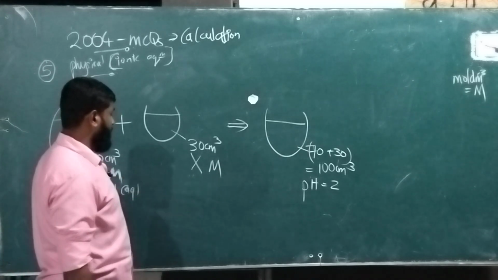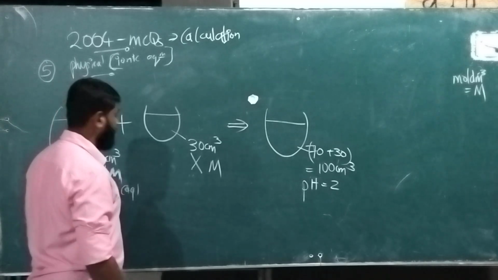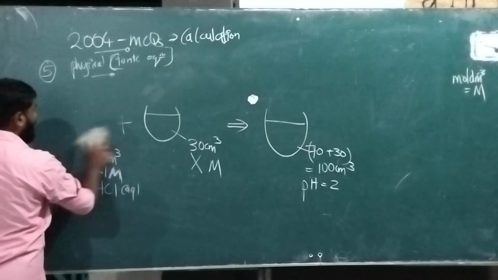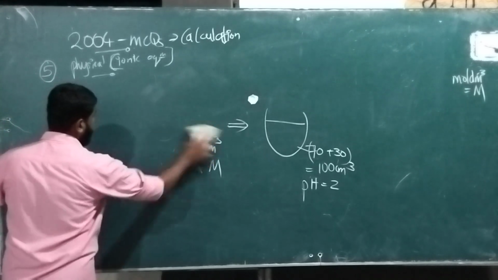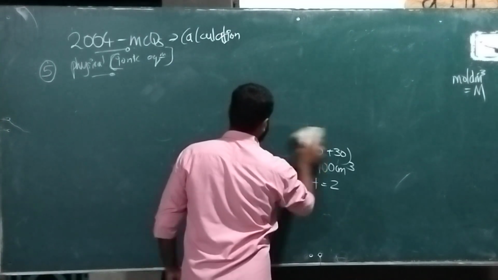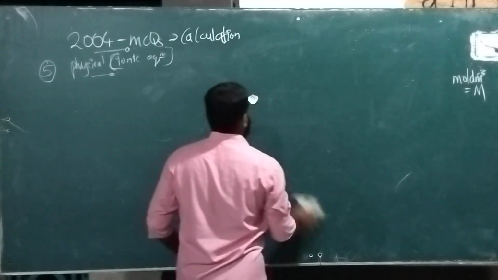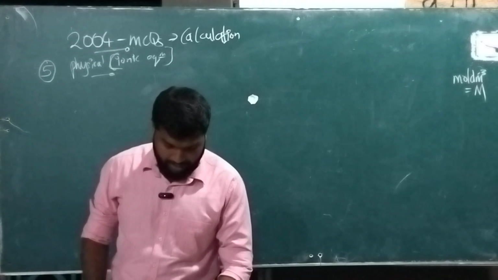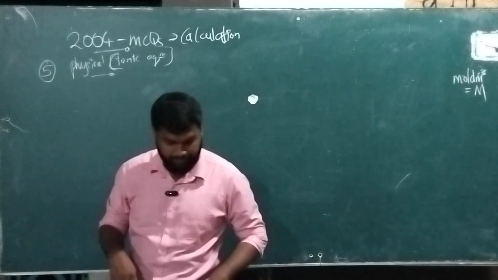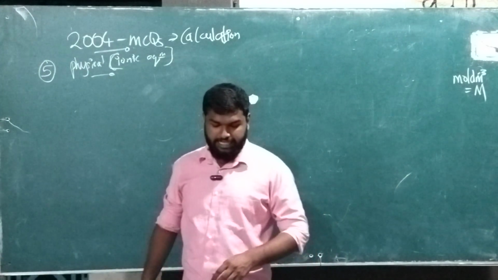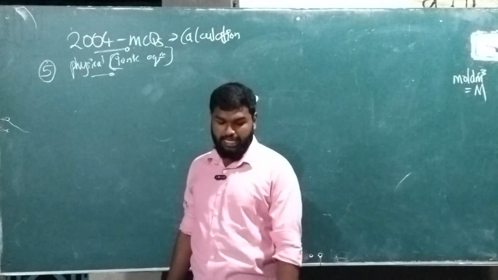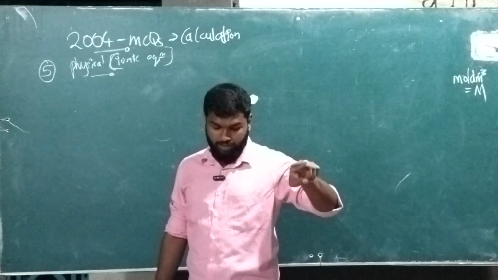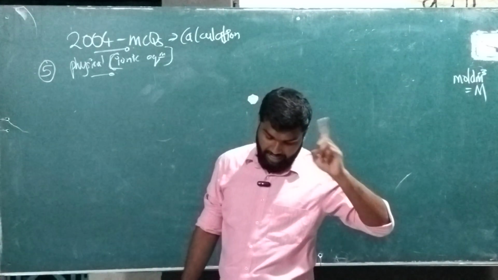Okay. So this is your raw idea. So what I am going to do is simplify this thing completely here. Right. Let me give an idea here. Okay. See here, you are mixing them up, and the final resulting solution has pH 2. Now see here, you have to think carefully, right? You have to think carefully.